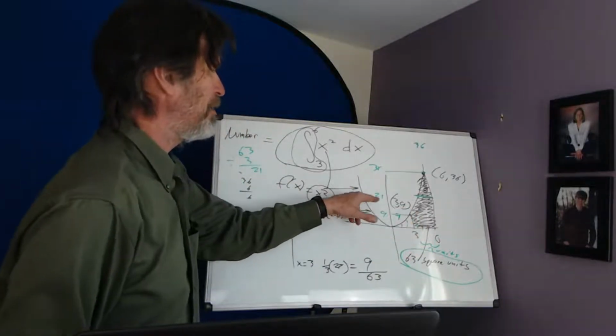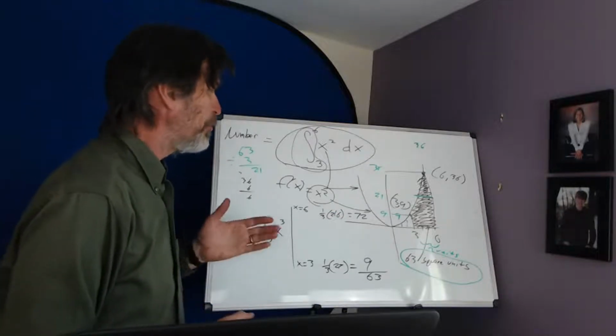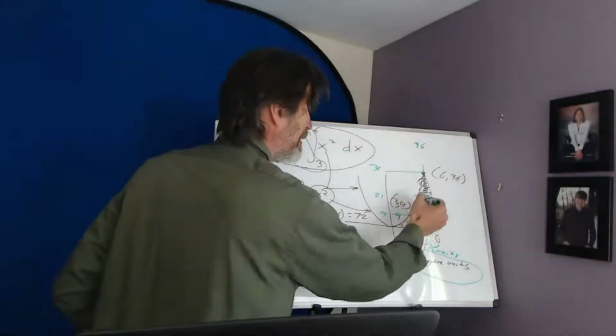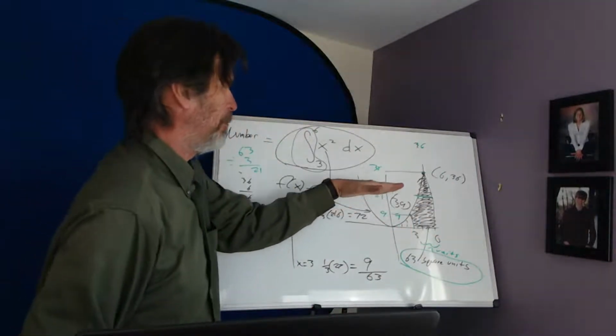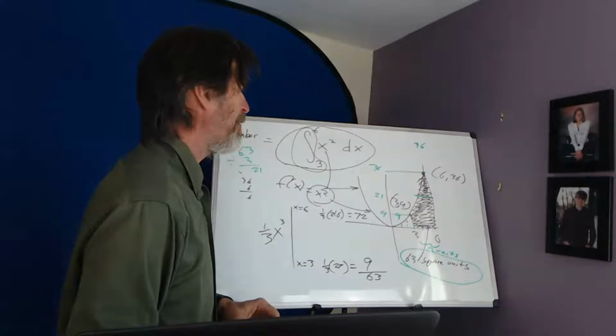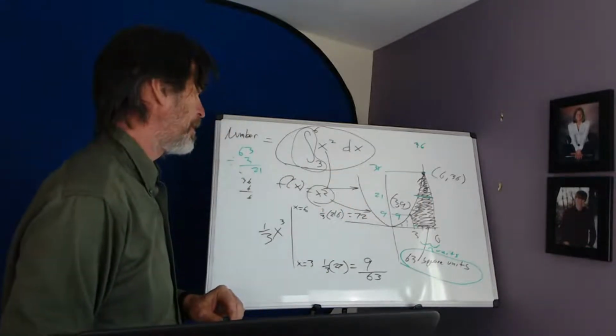Notice that 21 isn't right smack dab in between 36 and 9. And the reason it isn't is because this is a curve and not a straight line. So there's a little bit of a belly in there, and the average falls closer to the bottom than it does to the top.